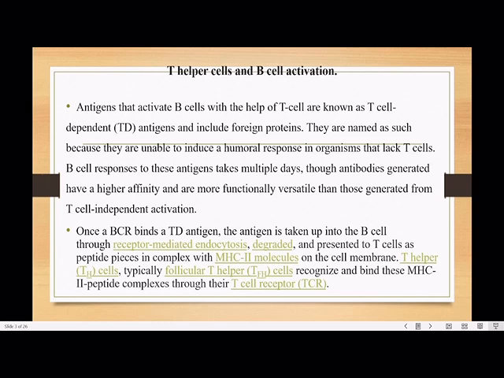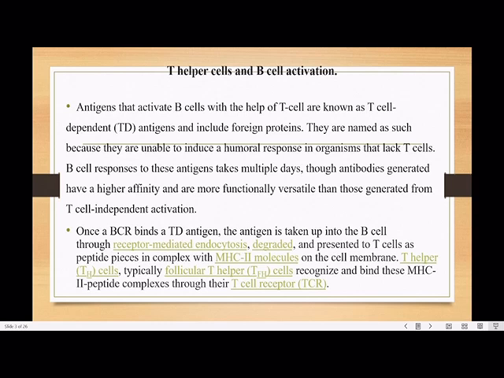This activation of the B cell has three signal steps. The first step is the antigen recognition and binding by the B cell. The second is the B and T cell interaction. Finally, we have the cytokines released by the T helper cells that stimulate the B cell. They are named such because they are unable to induce an immune response in organisms that lack T cells.